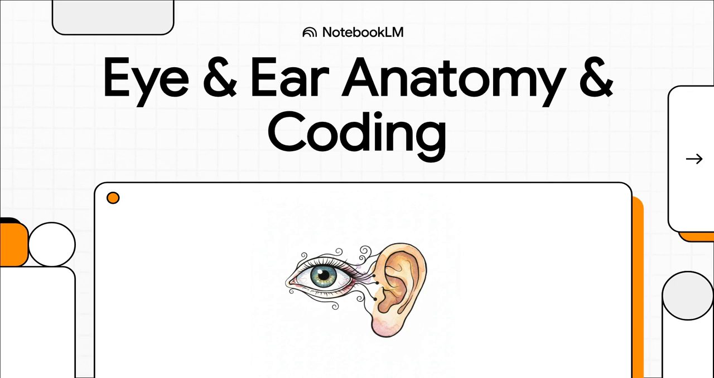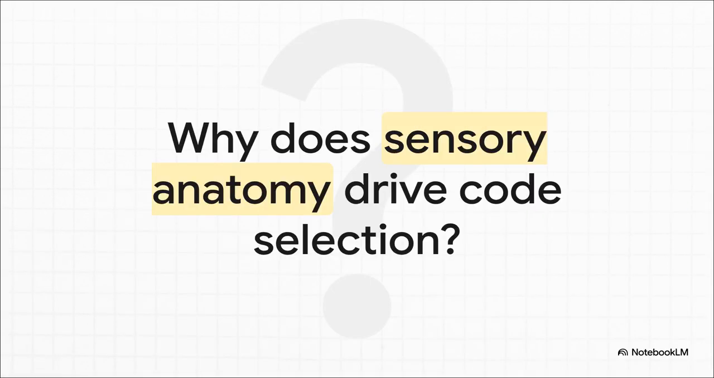Okay, let's dive right into this explainer. So you might be wondering, why does detailed sensory anatomy drive your code selection? Well, 'cause in sensory coding, the details are literally everything. Knowing the exact difference between structures like the cornea and retina, or say the tympanic membrane and cochlea, is the critical trigger for choosing the correct CPT or ICD-10 code. Without the exact anatomy, you just can't code the pathology or the surgical fix accurately.